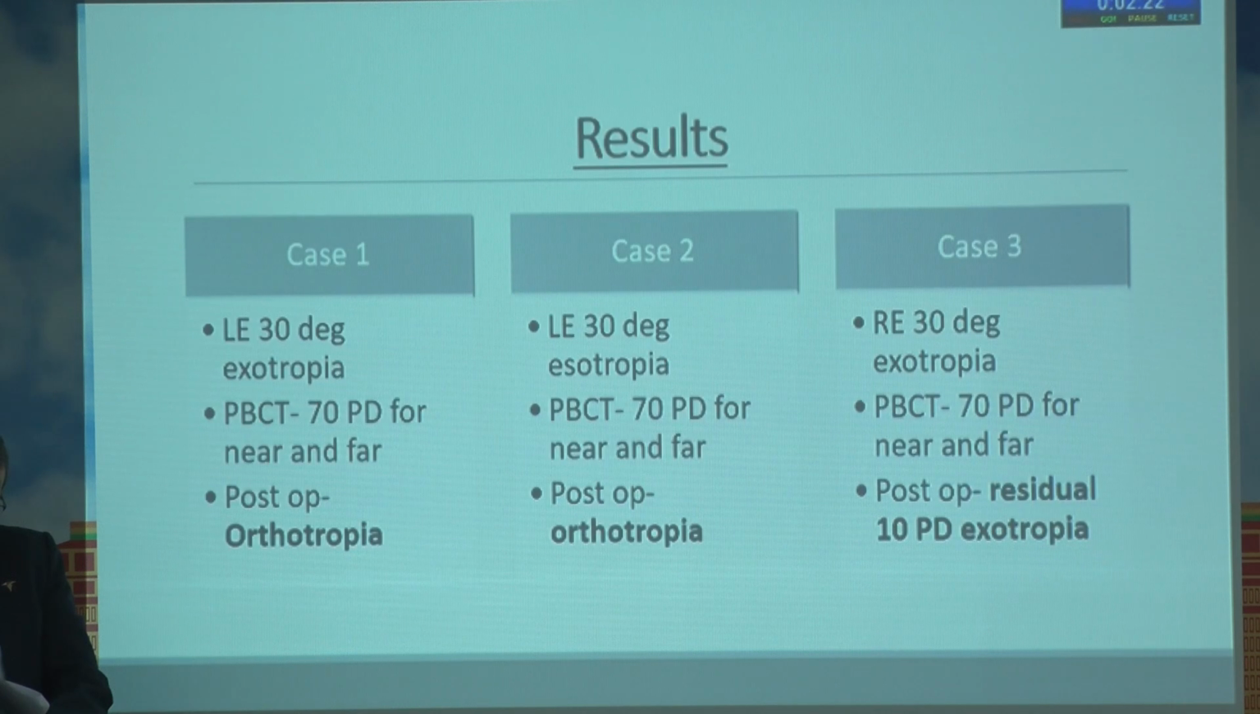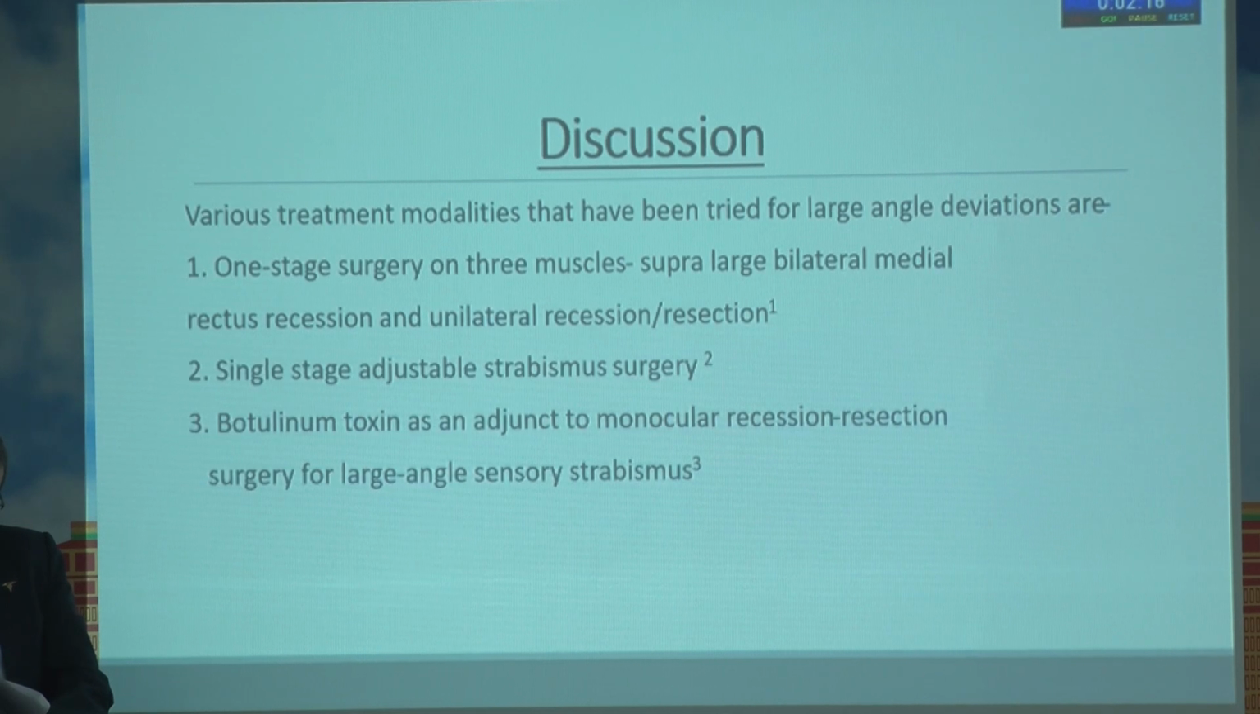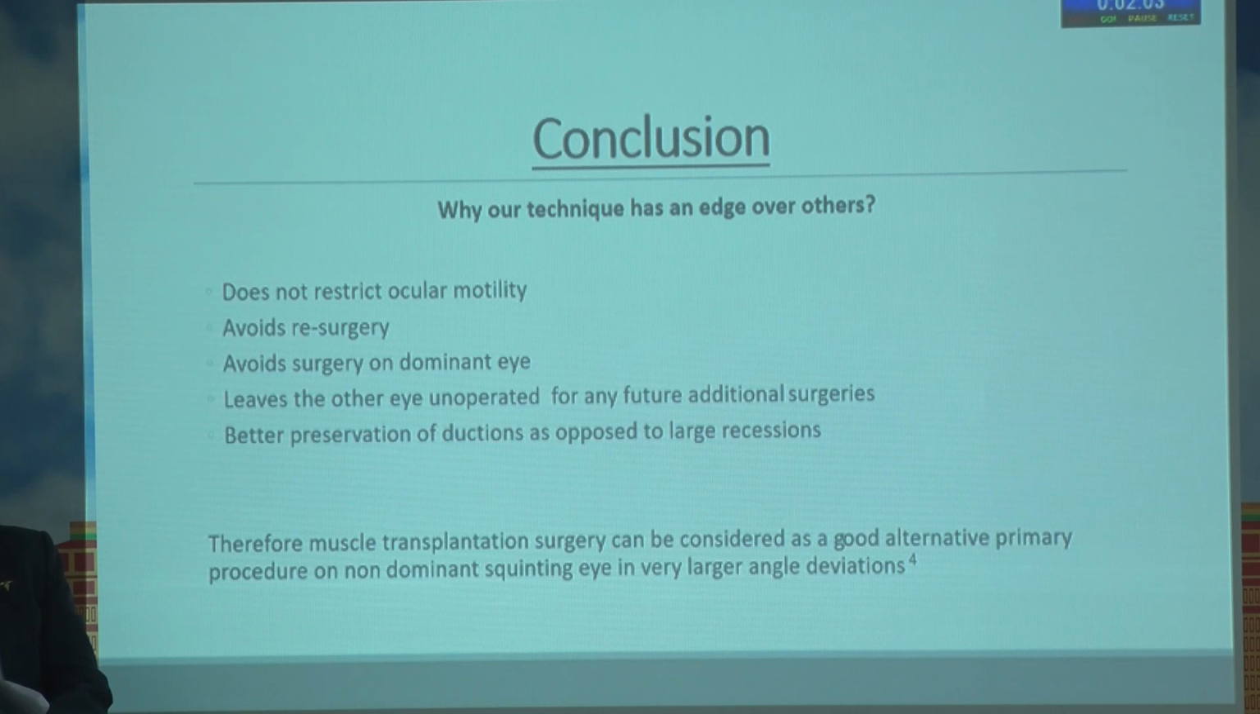So results: case 1 and case 2 were orthotropic, whereas case 3 had residual 10 PD of exotropia. Usually for large angle deviation, we can either do a 2-eye surgery, or a supra-large recession and resection, or you can use a botulinum toxin. But why our technique is better than the other techniques is it does not restrict the ocular motility, and it avoids resurgery.